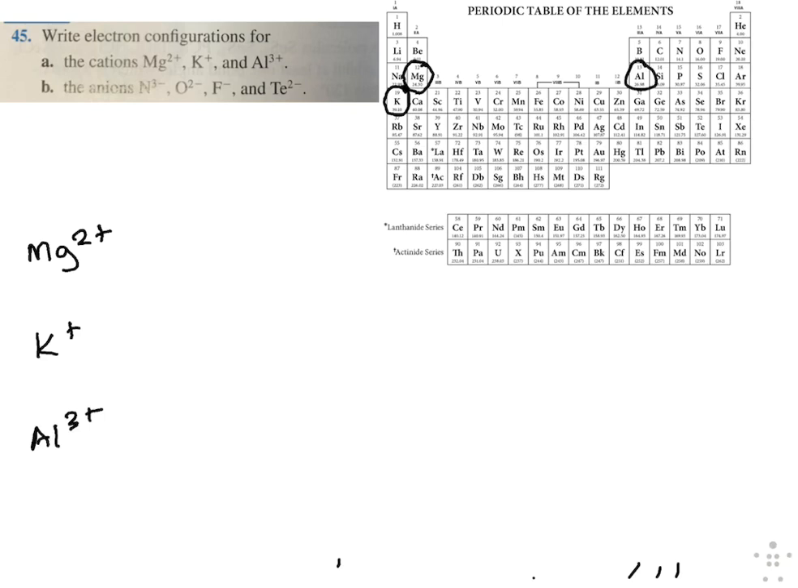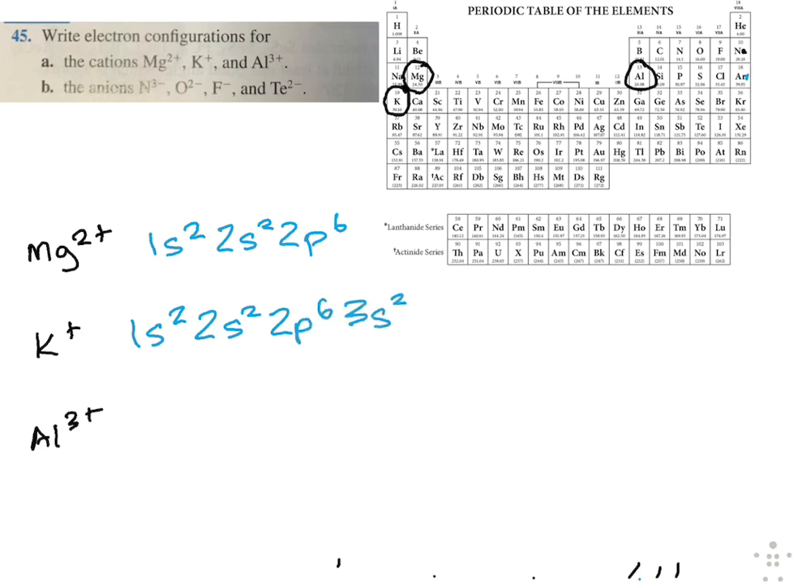Now with magnesium, 2+ means you're losing 2 electrons, which means you're going to be isoelectronic with neon. So we're going to write the configuration for that. Let's use blue. The configuration for neon, I'll do the longhand, is 1s2, 2s2, 2p6. Potassium, you lose 1 electron, which means you'd be isoelectronic with argon. So the configuration for argon would be 1s2, 2s2, 2p6, 3s2, 3p6.